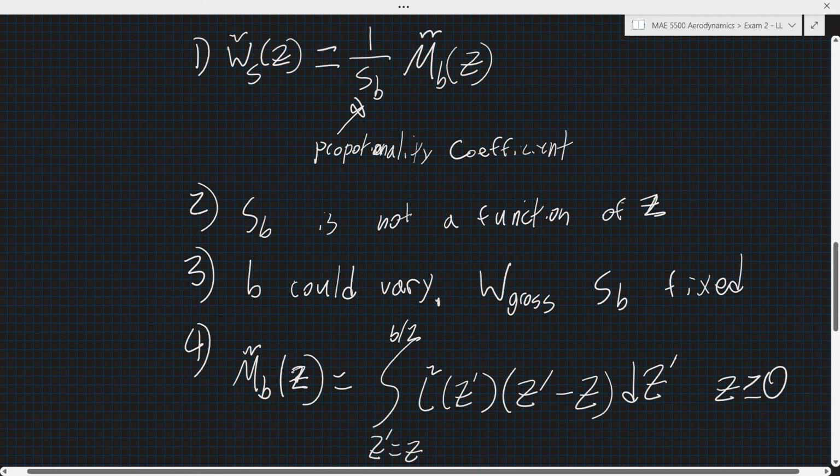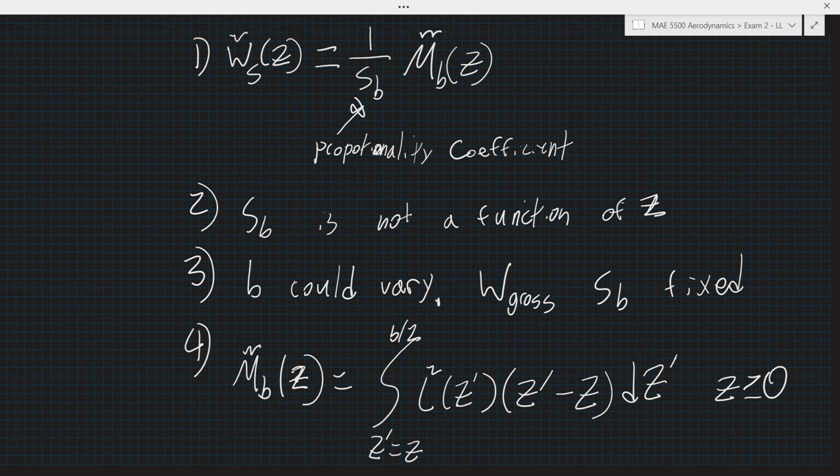So these are the four constraints that he decided had to be true in order for us to develop this lift distribution that would minimize that wing bending moment, but also be optimized for minimum induced drag.